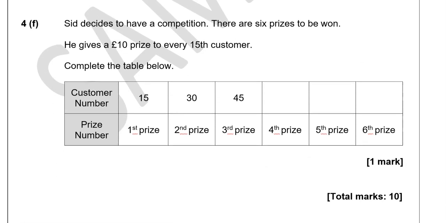Sid decides to have a competition. There are 6 prizes to be won. He gives a £10 prize to every 15th customer. Complete the table below. So we've gone from 15 to 30 to 45, so adding 15 each time. So I'm going to add 15 to 45, and that gives me 60. If I add 15 to 60, it gives me 75. And if I add 15 to 75, it gives me 90.